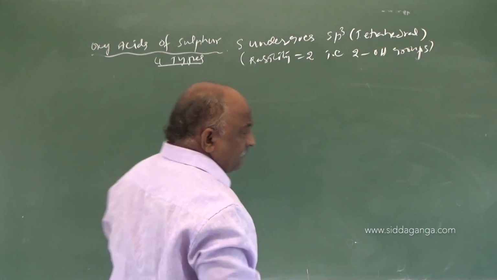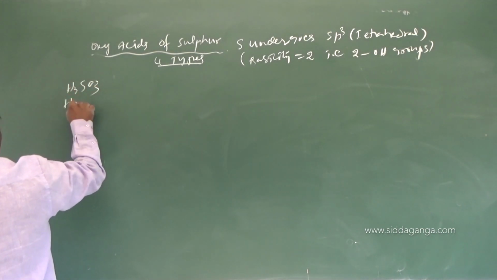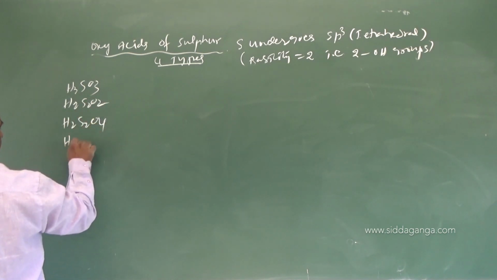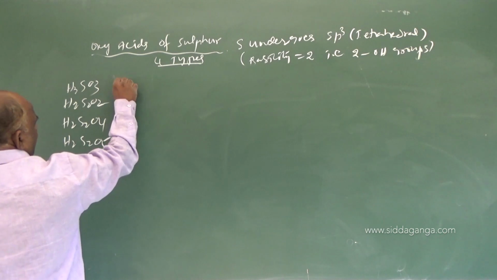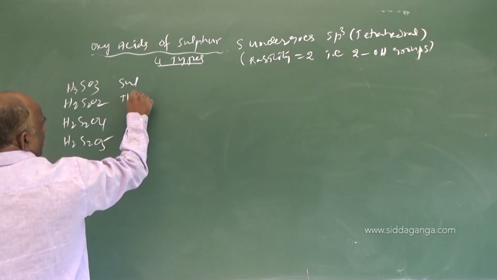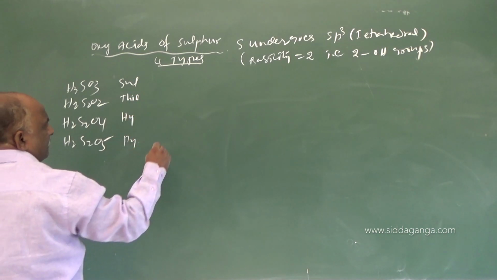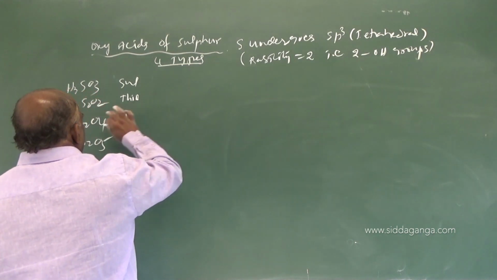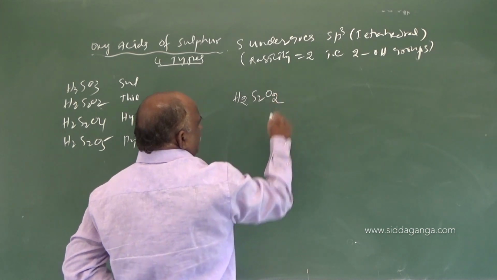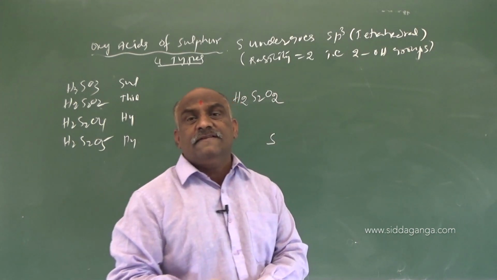So here: H2SO3, H2S2O2, H2S2O4, H2S2O5. What are they? Sulfurous, thiosulfurous, hyposulfurous, pyrosulfurous. Let us consider thiosulfurous. What is thiosulfurous? H2S2O2. How many sulfur atoms are there? 2 sulfur atoms. Thio, what I am saying, it is thio.